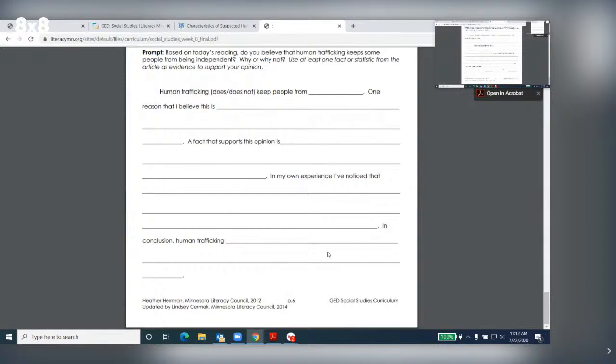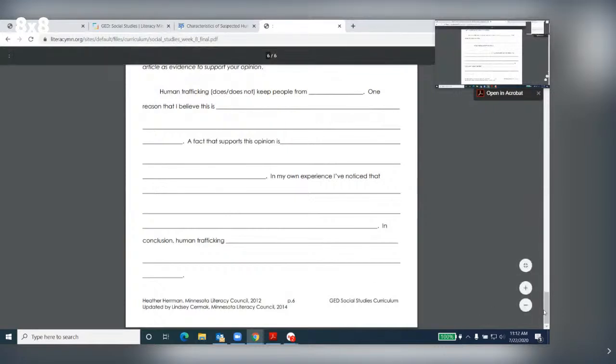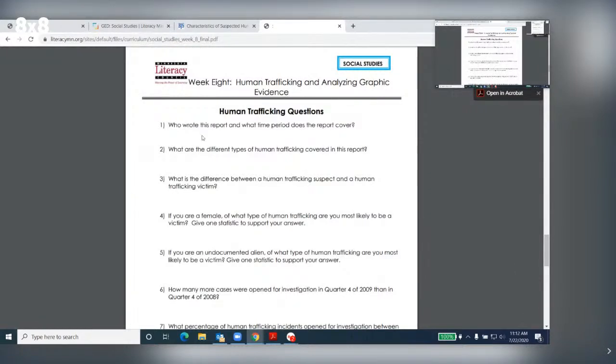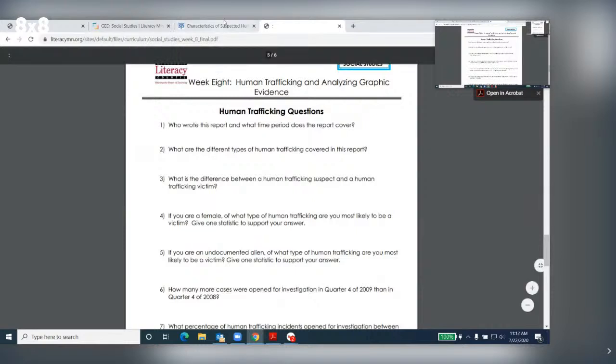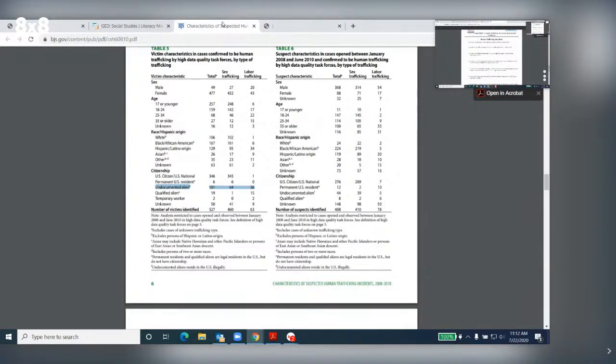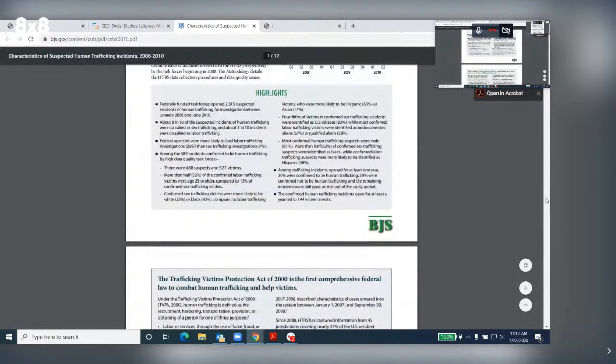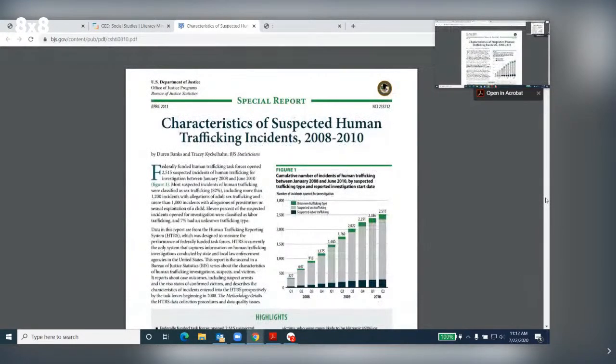So what I suggest you guys is, when you go up, just take these questions and do them one by one. And like I said, the first one, who wrote the report and what time period does it cover? And if we go up to the top, let me see if I can get all the way up to the top. Okay, so it's the U.S. Department of Justice. That's who wrote the report. And it covers, you go down here, 2008 all the way up to 2010. So it's about a 3-year period. So that would be your answer number 1.